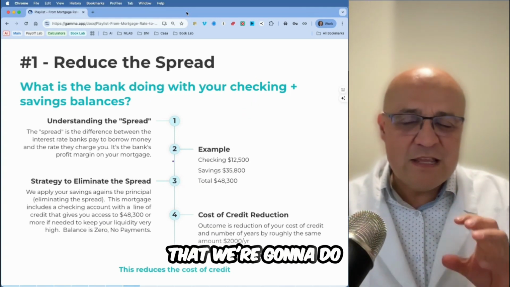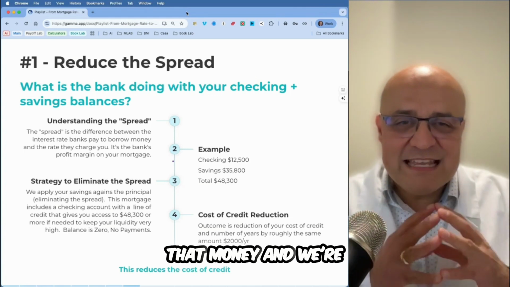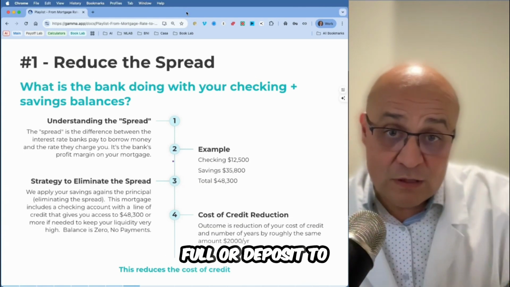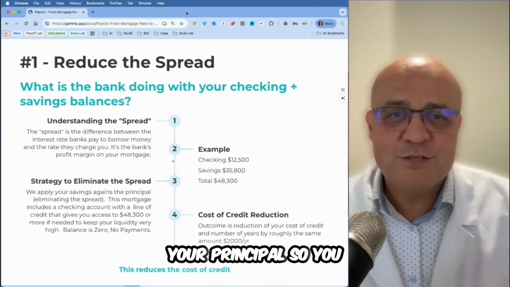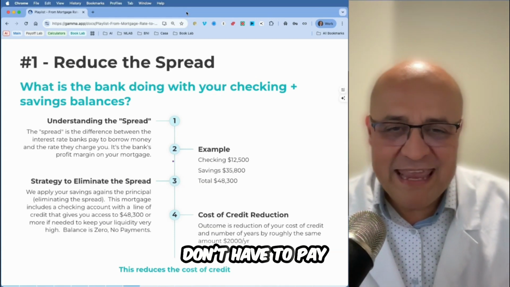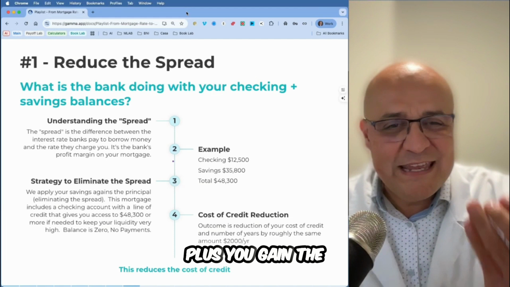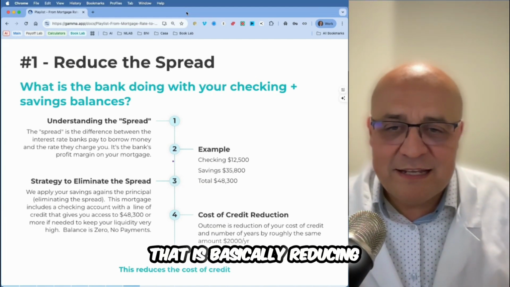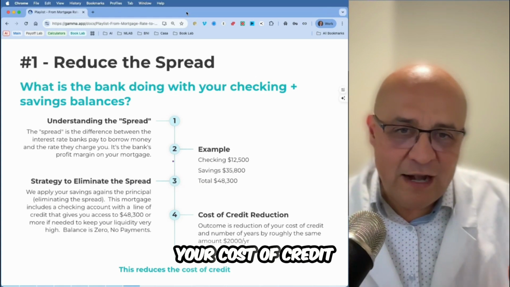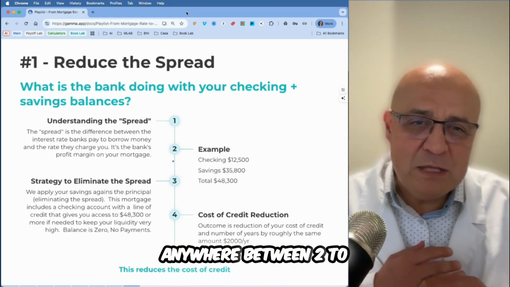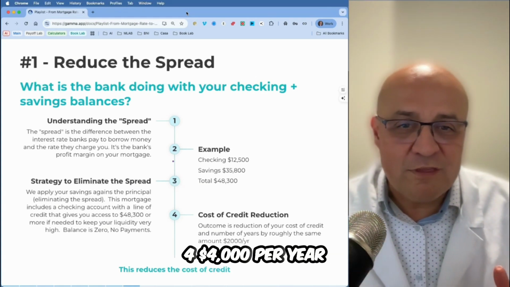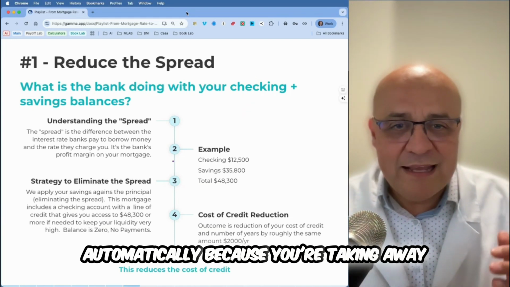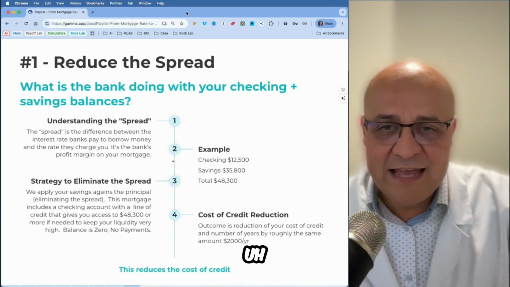So the first thing that we're going to do is take that money and pay it off in full, or deposit it to your principal, so you don't have to pay any interest on that, plus you gain the interest that you were going to pay on that money. That is basically reducing your cost of credit, in this example anywhere between $2,000 to $4,000 per year, and that's money that gets back to you automatically because you're taking away the spread.